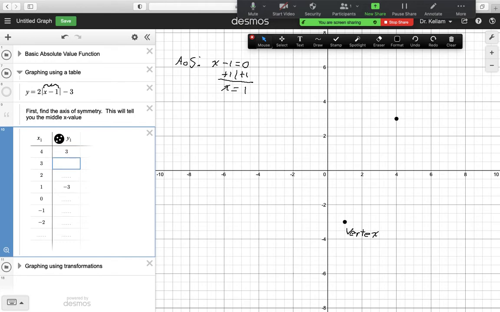And we do the same thing with our other values. So if we plug 3 into this function, we're actually going to end up at 1. And if we plug 2 into this function, we're going to have a value of negative 1 at the end. We can continue going this route. So we can continue plugging these x values in.